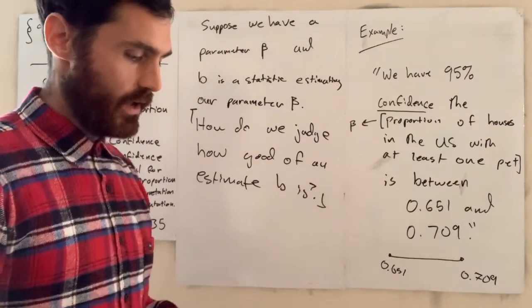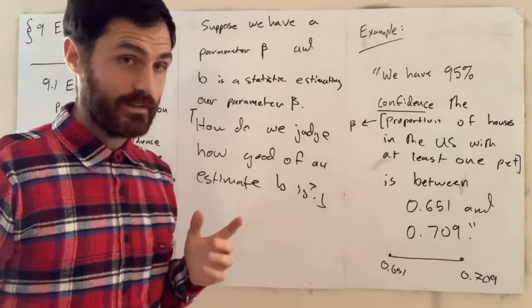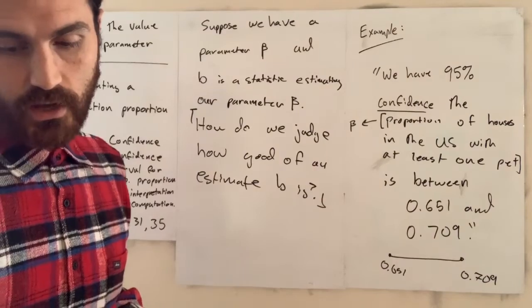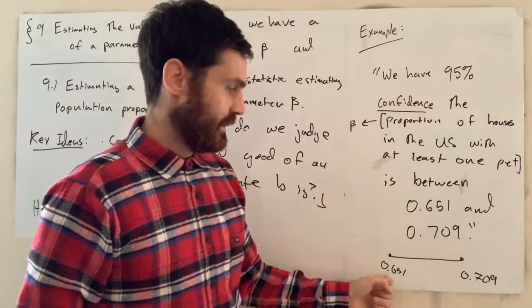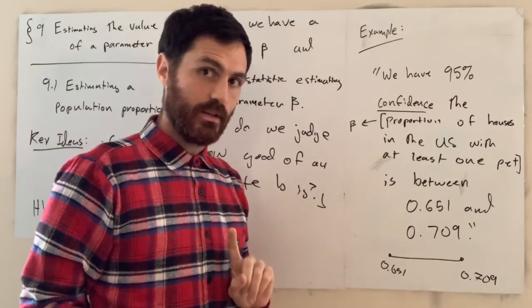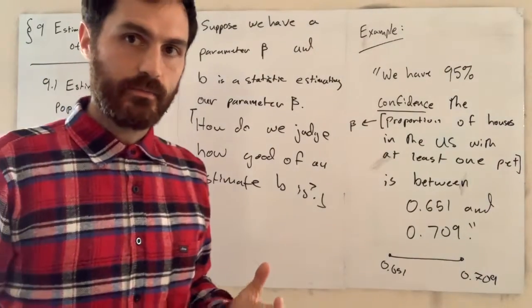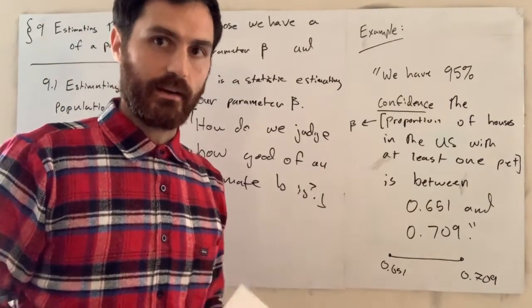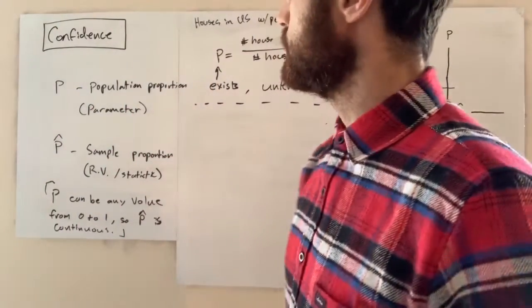So what you want to keep in mind is what do we mean by confidence? That's the first thing we're going to talk about. Why is the estimate given as a range of numbers instead of just a single number? And how do we determine all of this? So those are the things we're going to answer in a second. So we'll start with this idea of confidence.